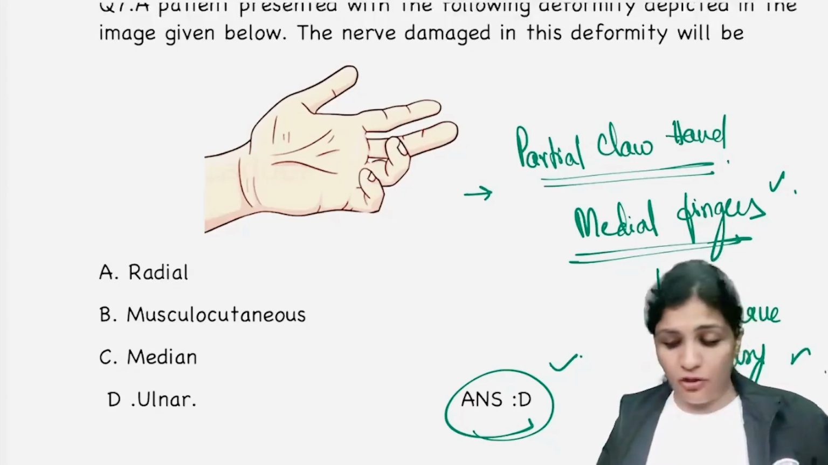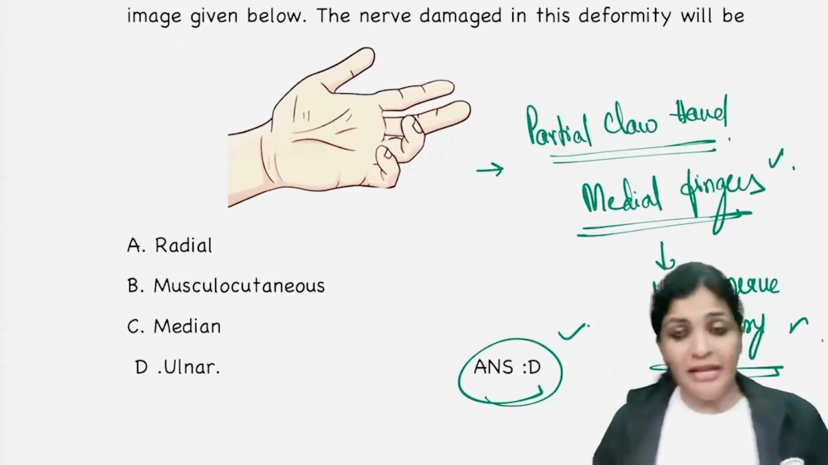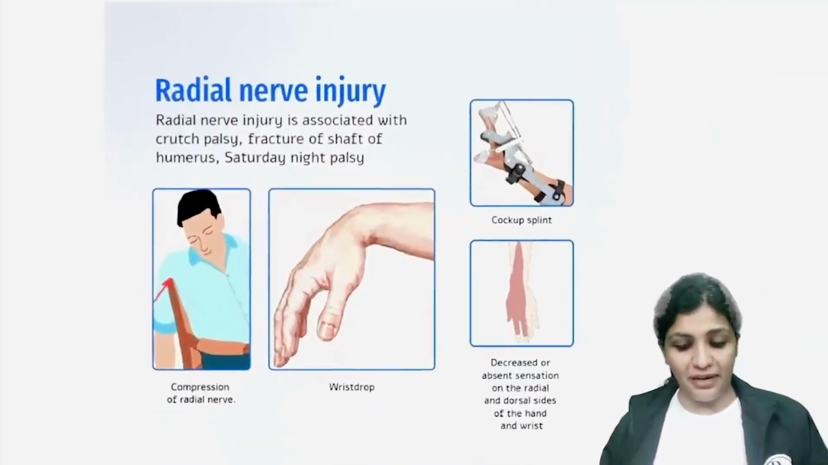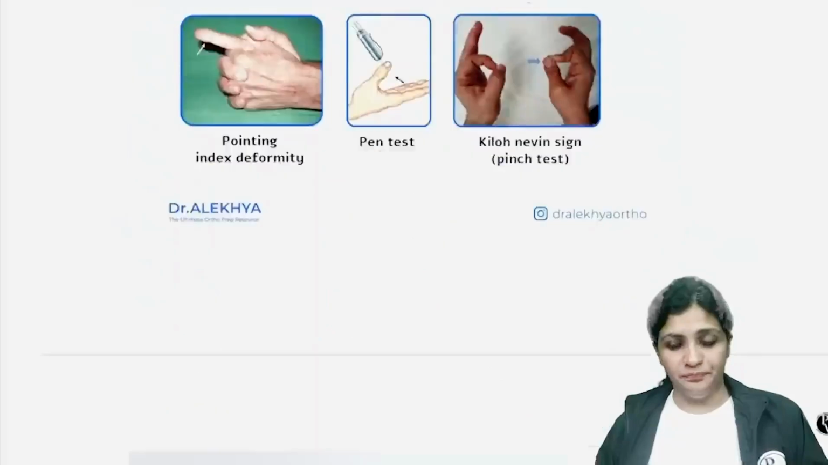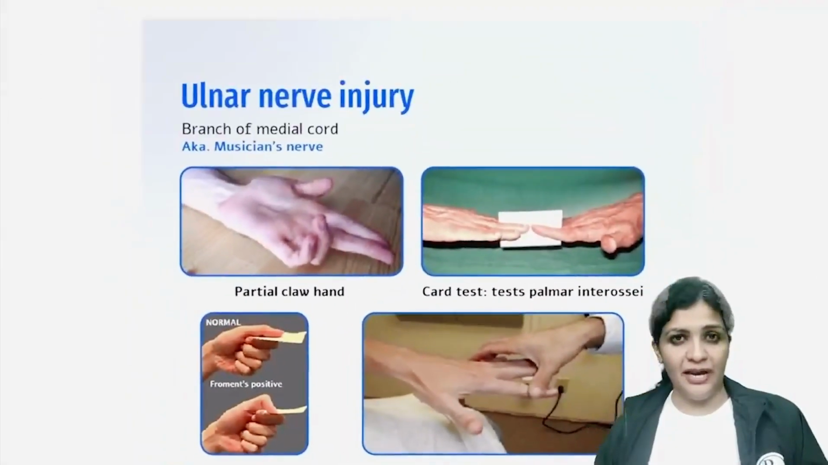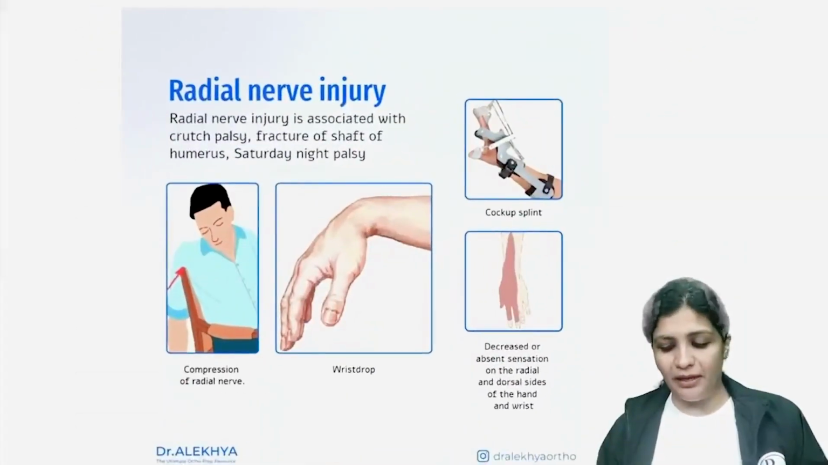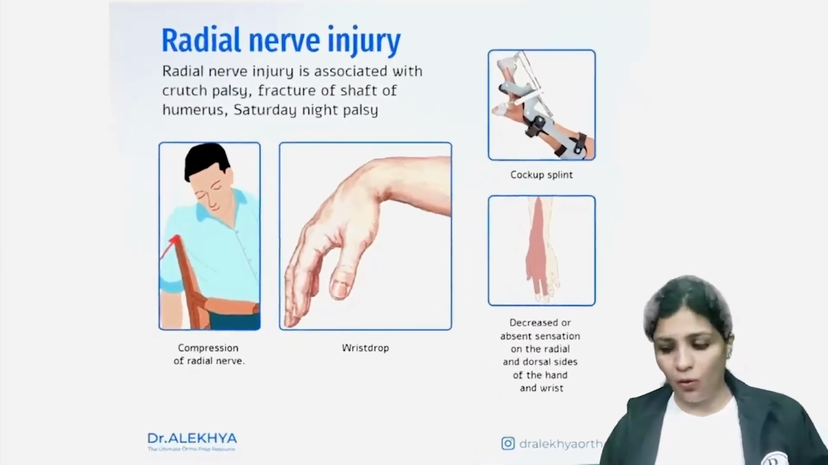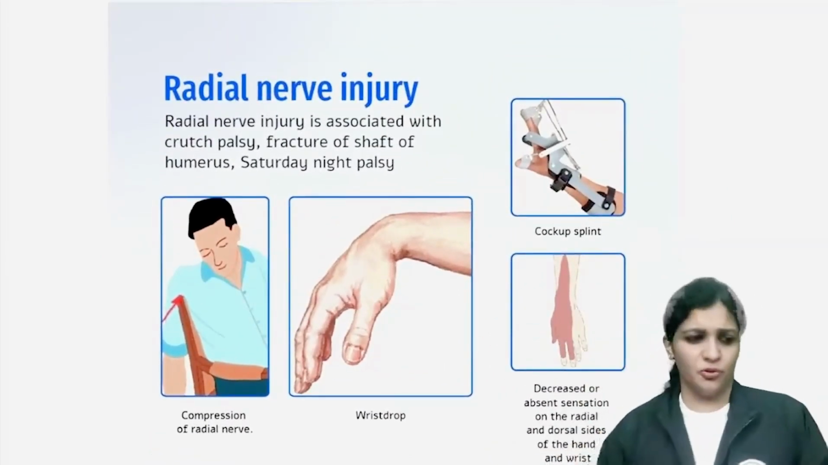I wish everybody of you is very, very familiar with this topic of nerve injuries. Very, very important. The 3 important nerves which you have to read are the radial nerve injury, then the median nerve injury, and then the ulnar nerve injury, right? I've put this up on my Instagram, Dr. Alekhya Ortho. The same images I have brought here, which will be easy for you to revise, right?